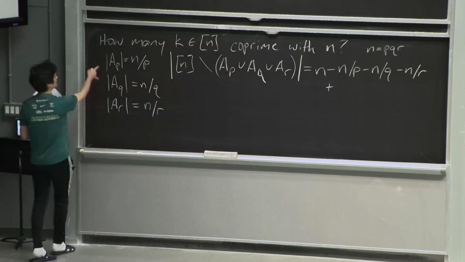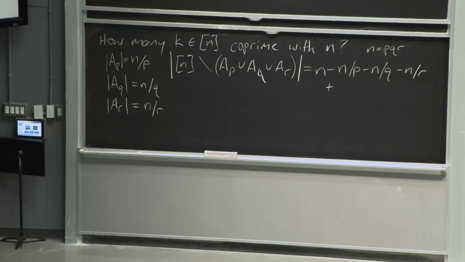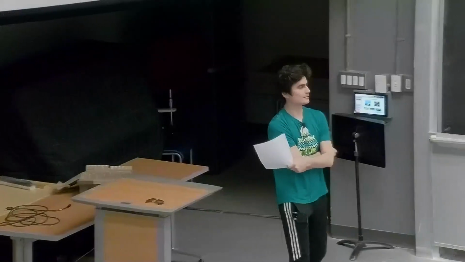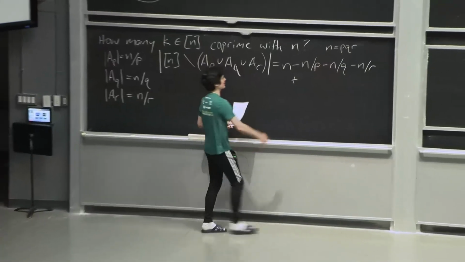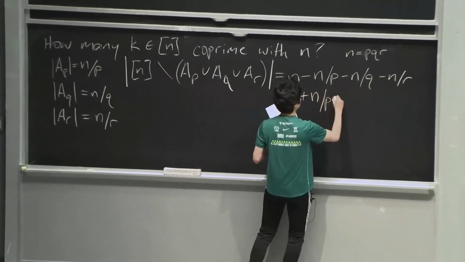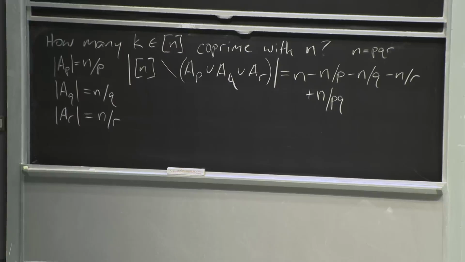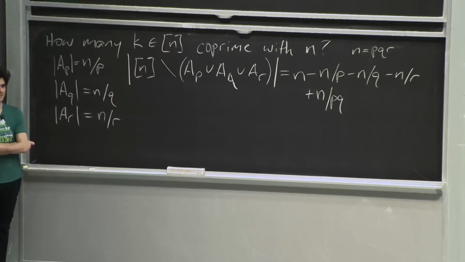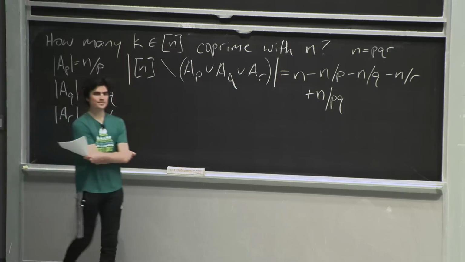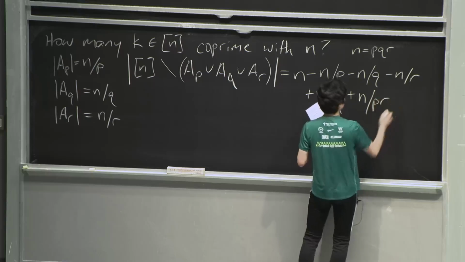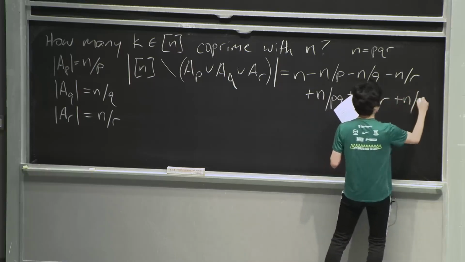Well, what's the size of the intersection of A_p and A_q? Yeah. So the answer was n over pq. Right? So p and q are distinct primes. If something shares both a factor of p and a factor of q, it has to be a multiple of pq. Okay? So there are n over pq of those. Similarly, we have n over pr and n over qr.